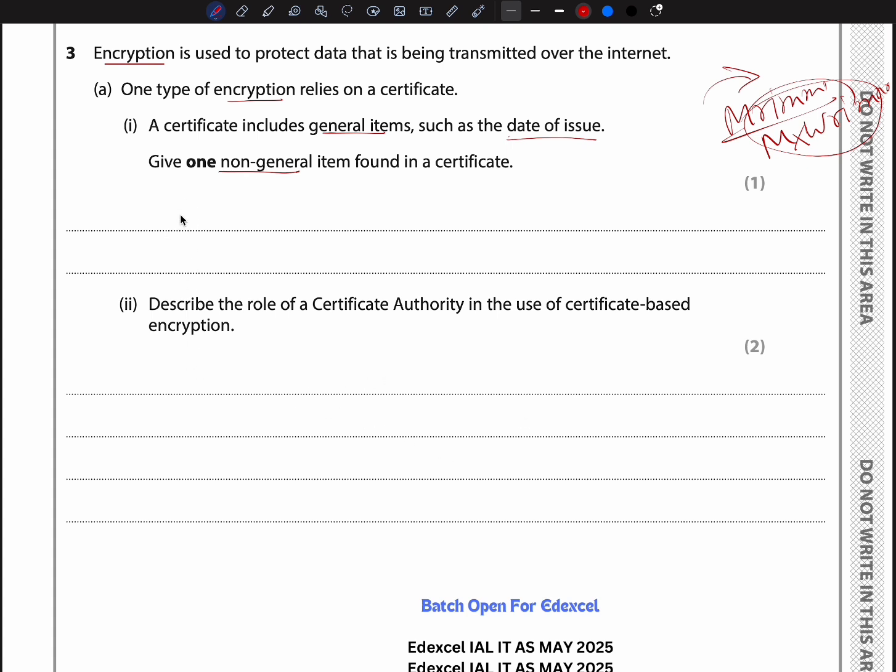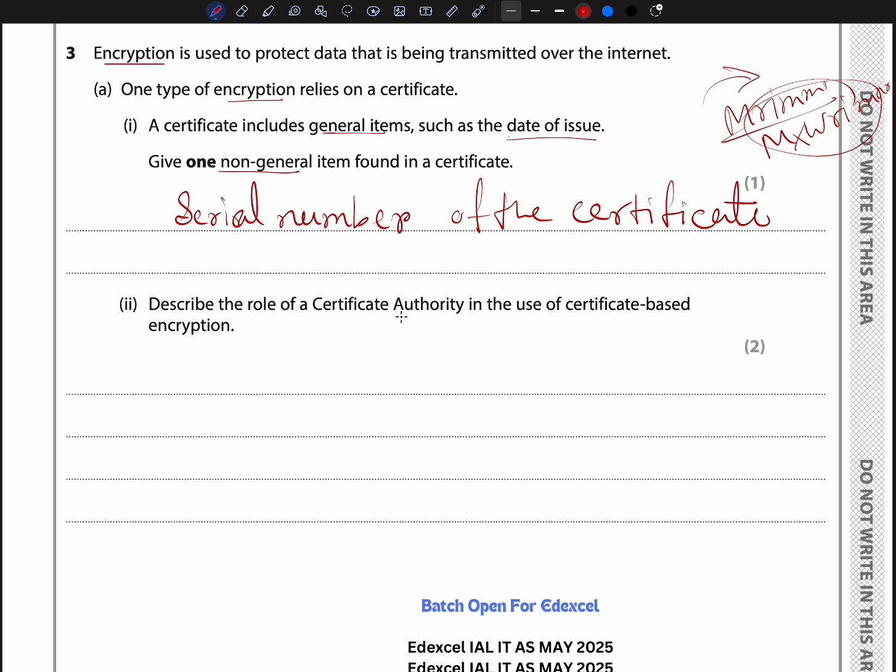So you can write serial number of the certificate, right? Certificate. Now describe the role of a certificate authority in the use of certificate-based encryption.